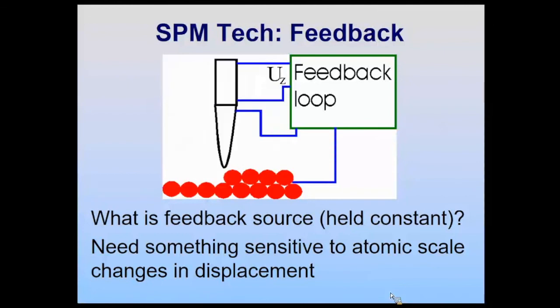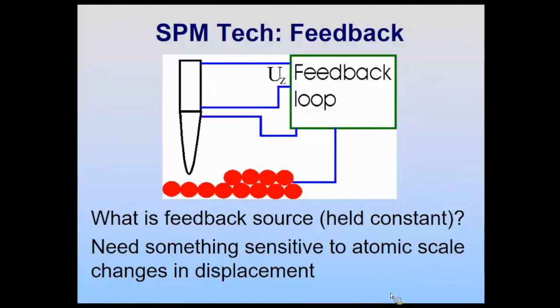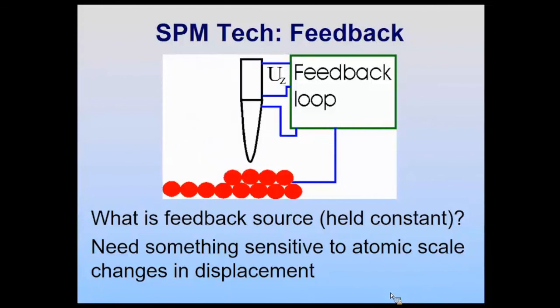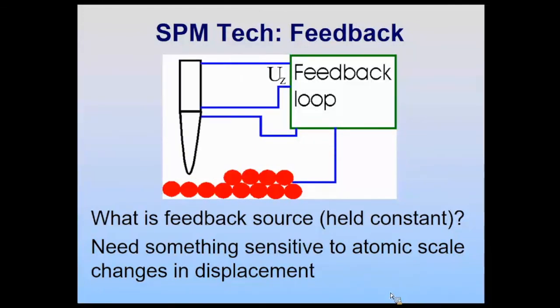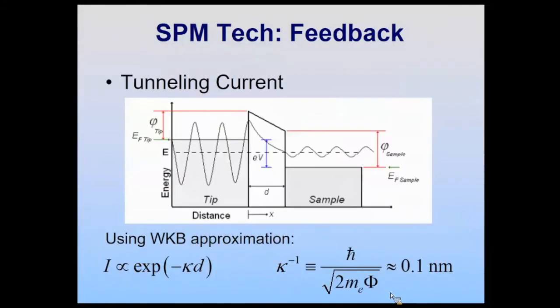And if you're going to do that, you need to have something which is sensitive to atomic scale changes in the displacement. You actually want to measure the individual atoms. So how do you do that? Well, there are a variety of them. I'm going to focus on two right now. One is tunneling current, which is what's used in STMs.